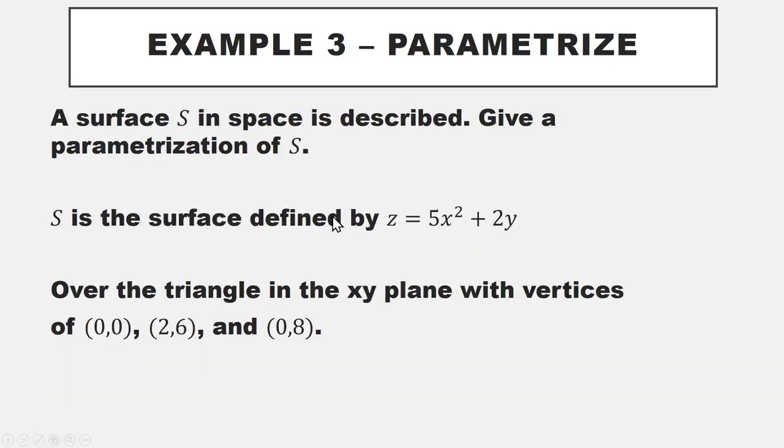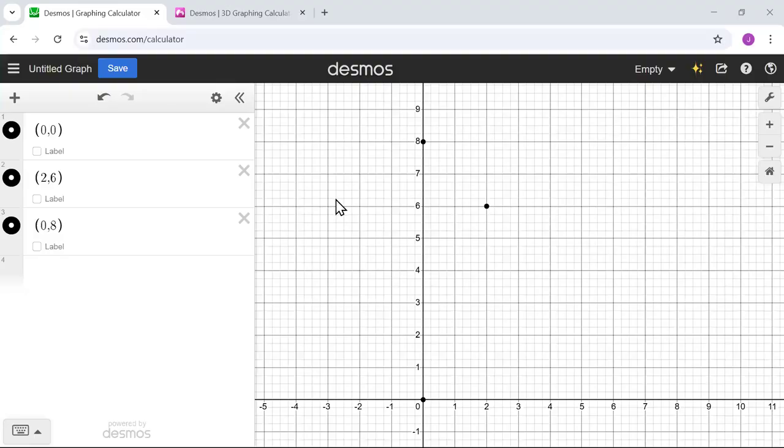So let's do another example of that. In this case, we're going to look at the exact same surface, but this time over the triangle in the XY plane with vertices 0, 0, 2, 6, and 0, 8. All right. Now, in this case, we have a triangle whose vertices are 0, 0, 2, 6, and 0, 8.